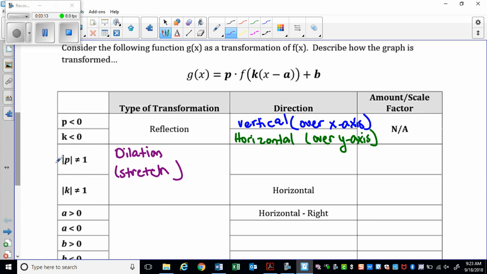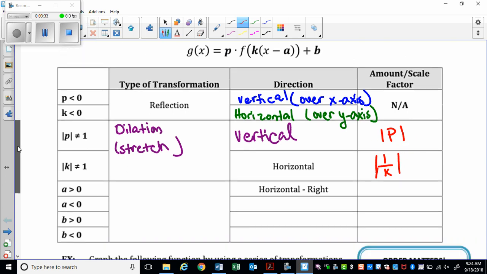If it's our p-value, that's vertical again. Our k is going to be horizontal, and we can find this by the absolute value of p, or as I said before, it's going to be the absolute value of 1 over k. So it's always going to be positive.